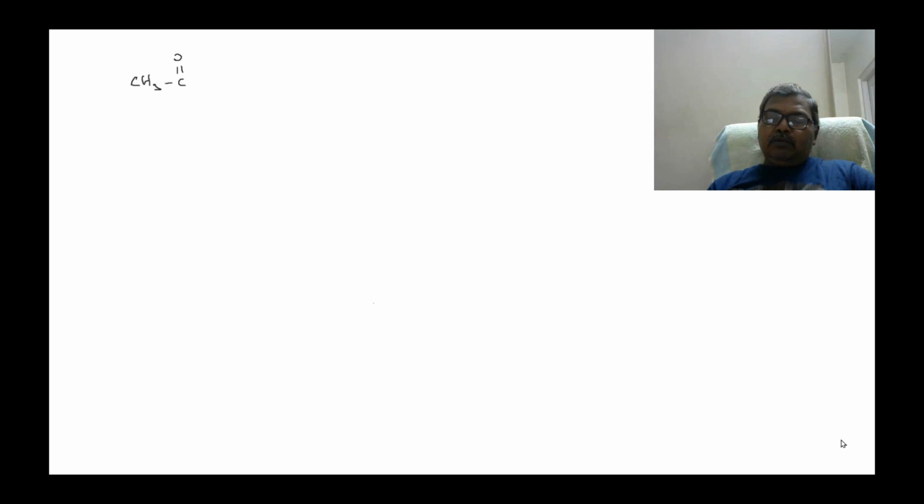CH3, C double bond O, CH3: acetone, treated as a non-polar solvent. Not like carbon tetrachloride, because dipole moment is there. Therefore, it is slightly polar. Similarly, CHCl3, chloroform, broadly is also considered as a non-polar solvent.